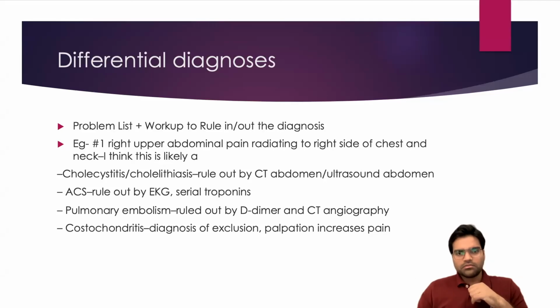Acute coronary syndrome: if the patient's EKG is normal and the serial troponins are normal, you can rule out ACS. Pulmonary embolism, you can rule out by checking D-dimer and CT angiography. If the D-dimer is negative and the patient is able to breathe properly and the CT angiogram is negative, then you can rule out pulmonary embolism.